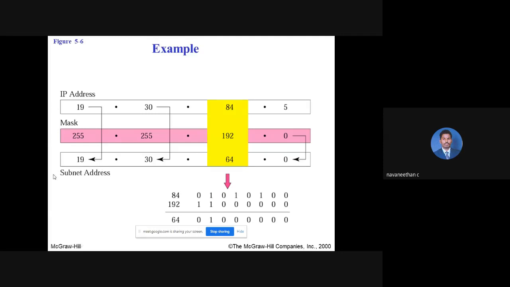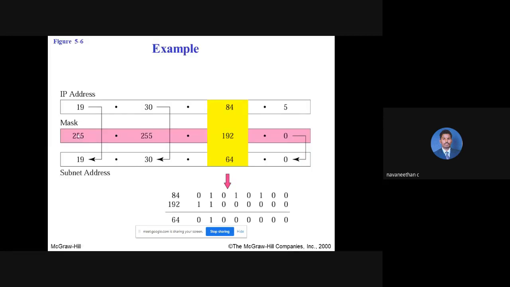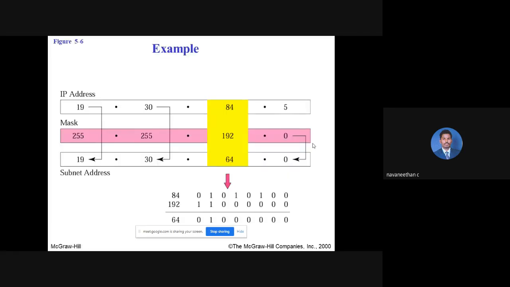As I said, if the byte in the mask is 255, whatever may be the address, just write it. Clear? This is the first point. Second point: if the byte in the mask is 0, whatever may be the value of the IP address, just replace it with 0. This is clear.